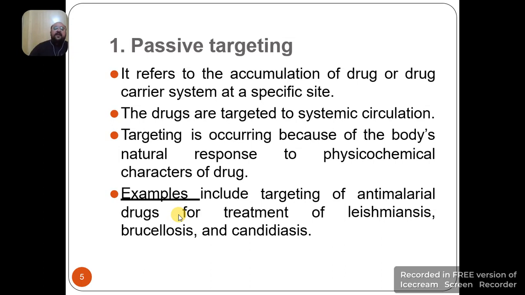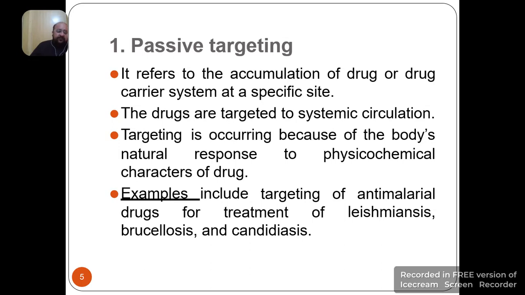What actually happens in passive targeting? In passive targeting, it refers to the accumulation of drug or drug carrier at the specific site, and these drugs are targeted to the systemic circulation. So in passive targeting, the drug or the drug carrier system will be accumulated or deposited at a specific site, on some specific organ or tissue. So the drugs are targeted to the systemic circulation. Meaning the drug will go directly into the portal circulation or systemic circulation.